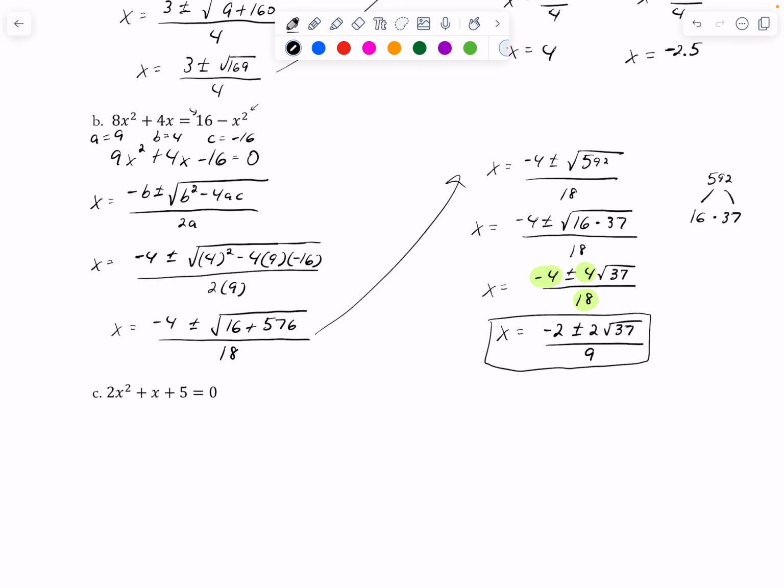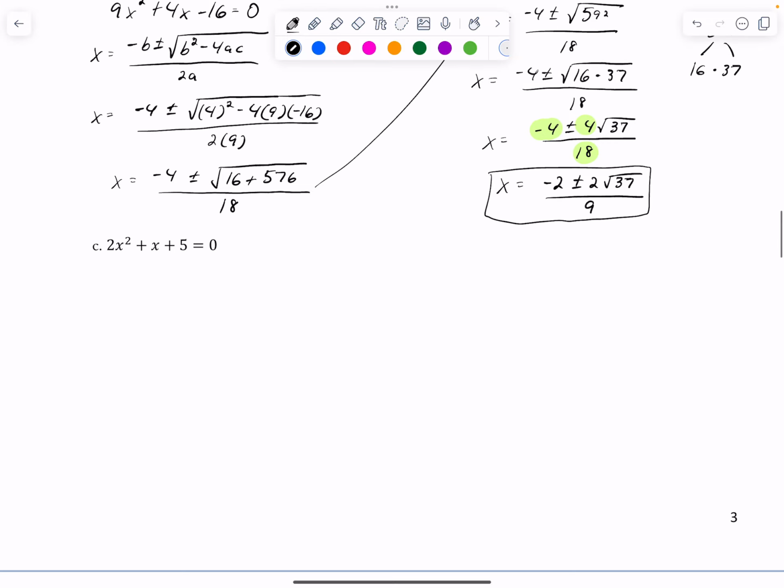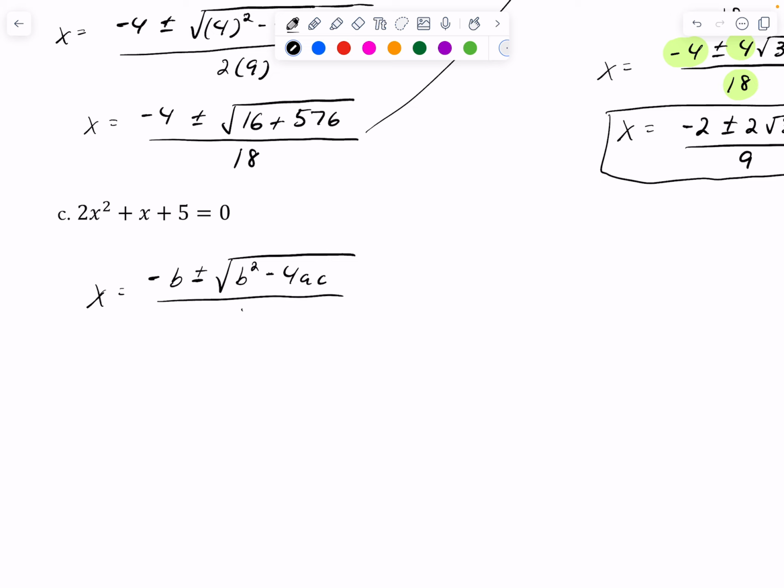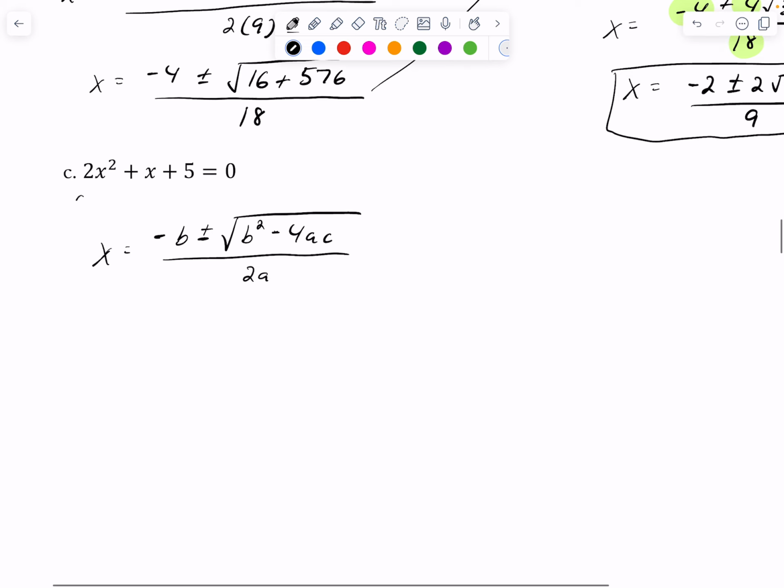Okay, let's do one more, then we'll be finished. All right, this last one, again, if I had my own devices here, in terms of, like, said, just solve it however you want, I would definitely try to factor first. And then if I couldn't, then I might use the quadratic formula. So x equals the opposite of b plus or minus the square root of b squared minus 4ac all over 2a. So a is 2, b is 1, c is 5.